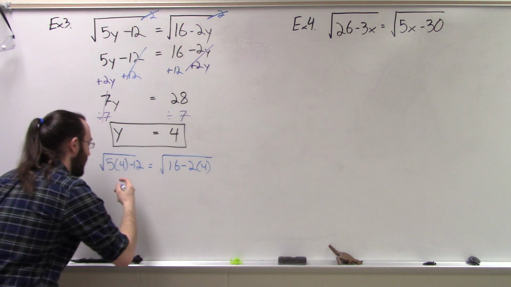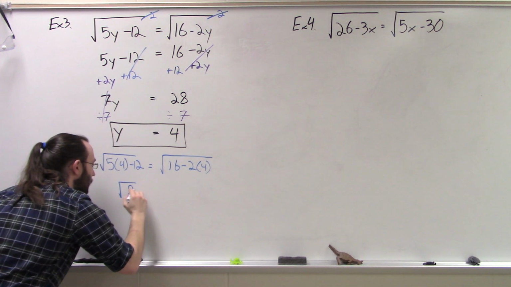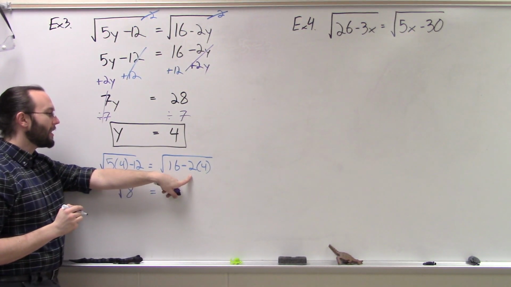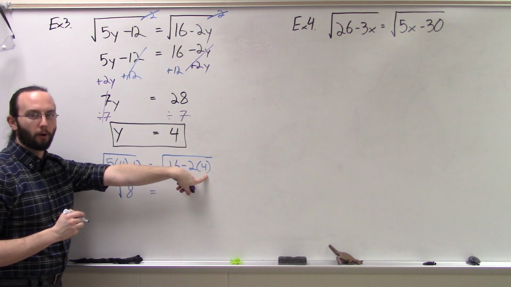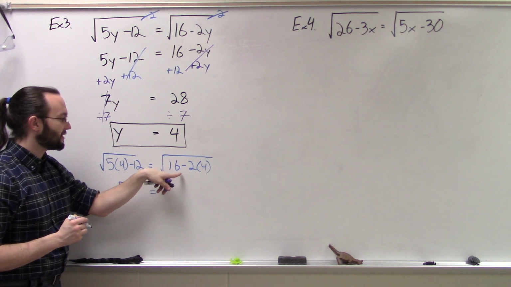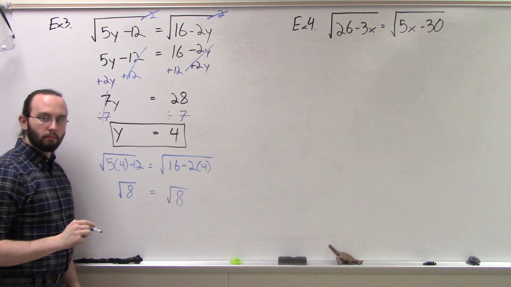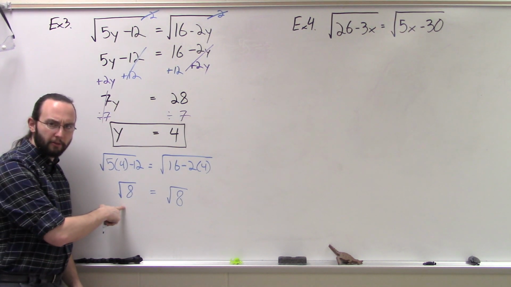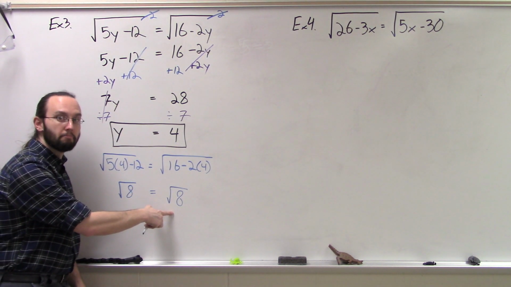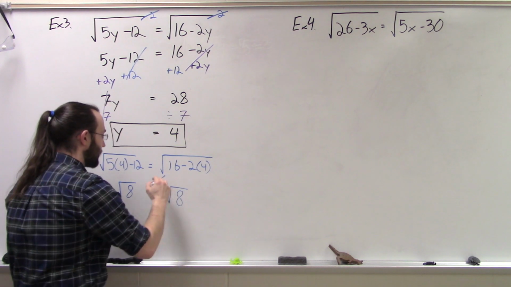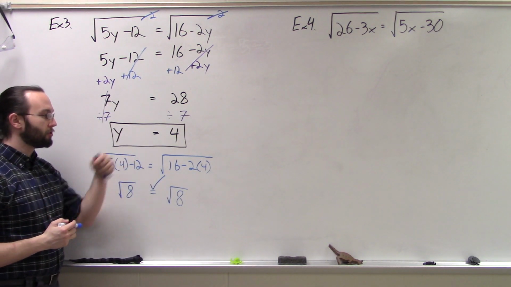So let's check it. We've got 5 times 4, that's 20. 20 minus 12 is 8. And on the right-hand side, 2 times 4, that's 8. So 16 minus 8 is 8. Oh look, square root of 8 equals square root of 8. Absolutely. So that 4 checks out. That solution does work.